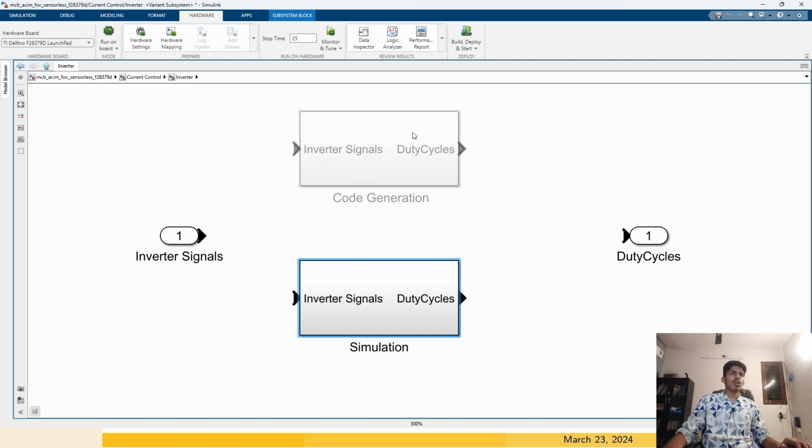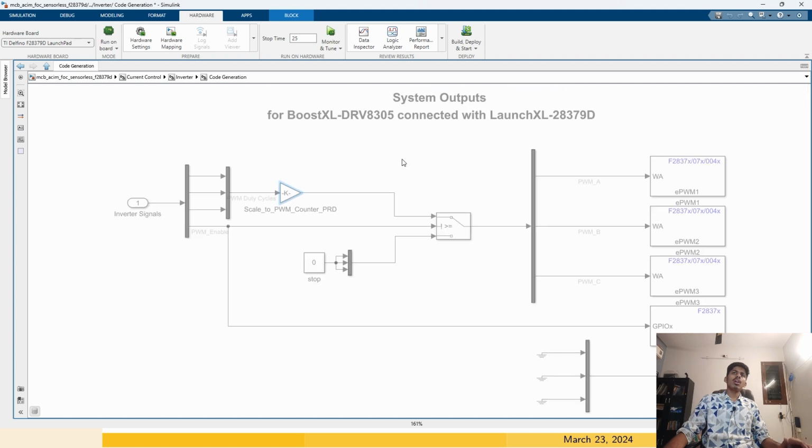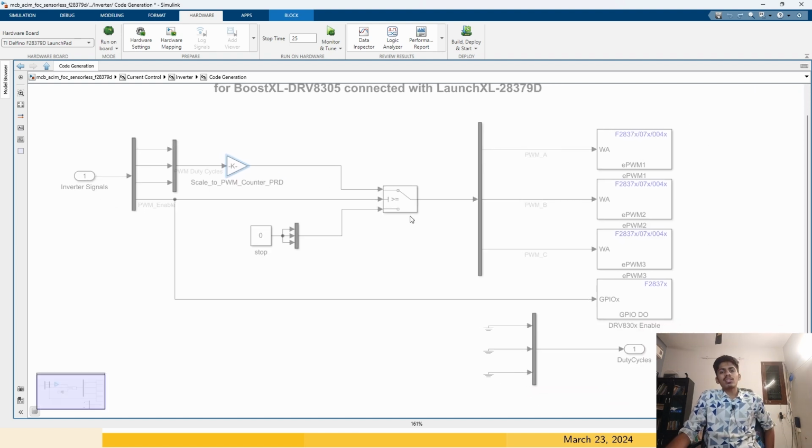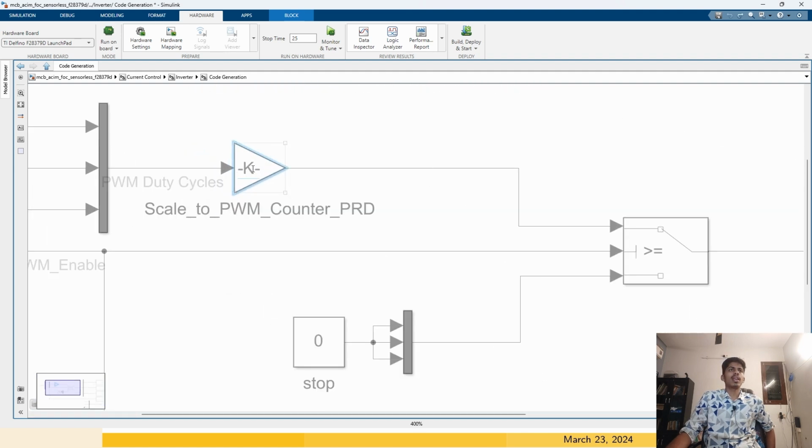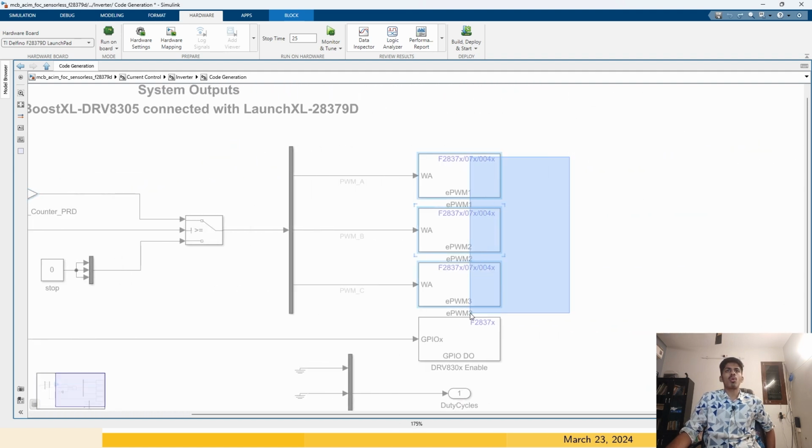This code generation block is grayed out. That means this is not active, but you can see how it is there. So in my last video, I explained how to generate the PWM waveforms. Kindly watch it to understand this gain block and what these modules are.